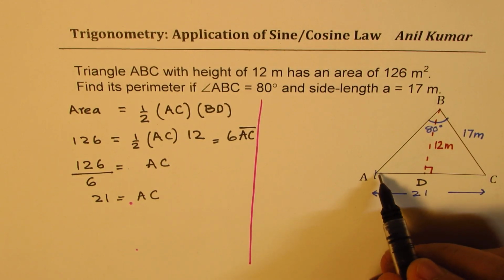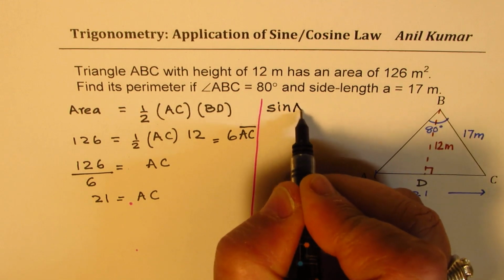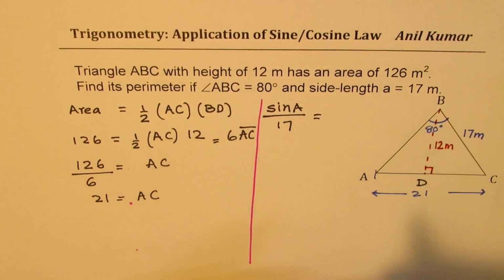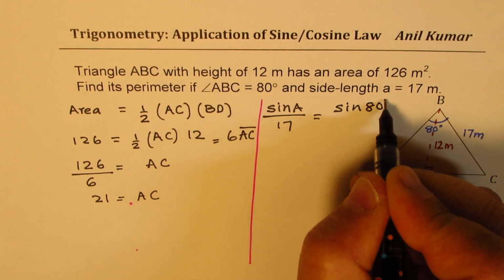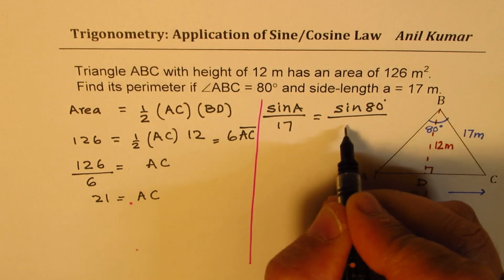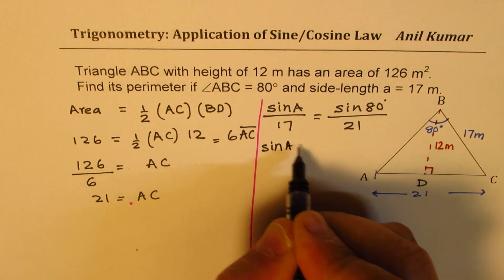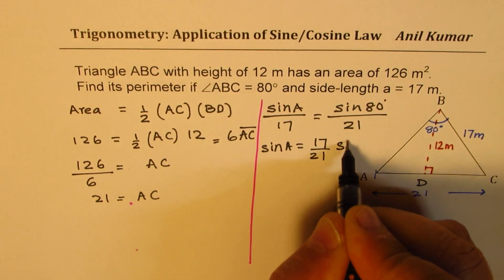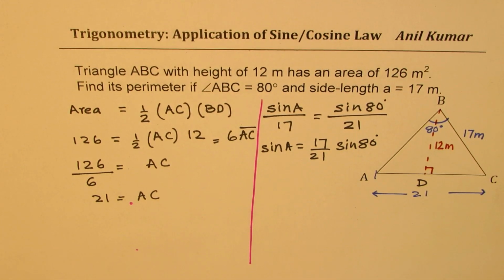So let's find the angle A first. So we have sine A over 17 equals sine of 80 over 21. So sine A is equal to 17 over 21 times sine of 80 degrees. Let's calculate this answer.